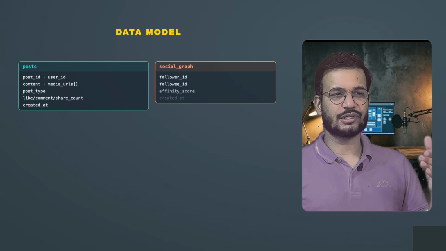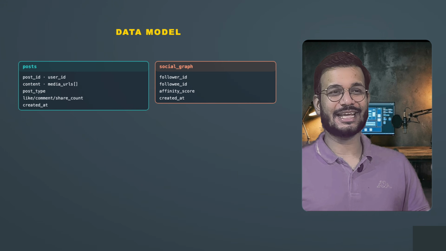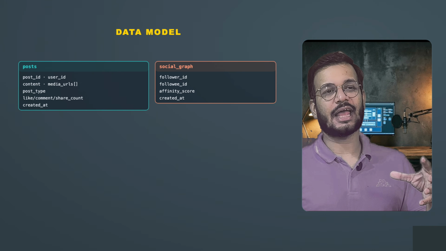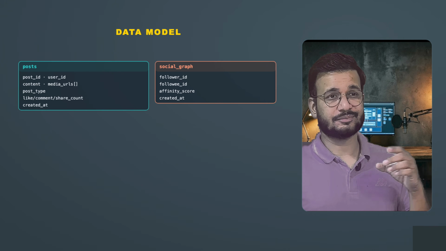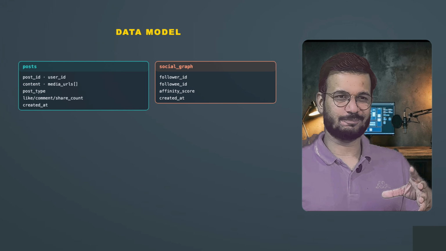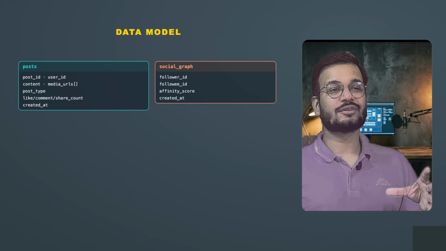Then we will have our social graph table, which will have the follower ID, followee ID, the affinity score, and created at. Now, the affinity score is interesting over here. We will come back to it when we talk about the ranking.